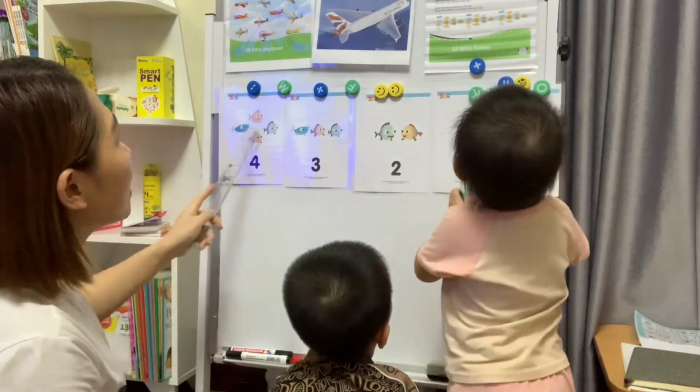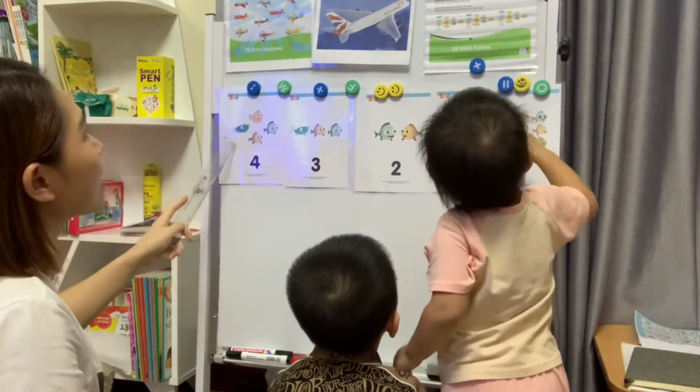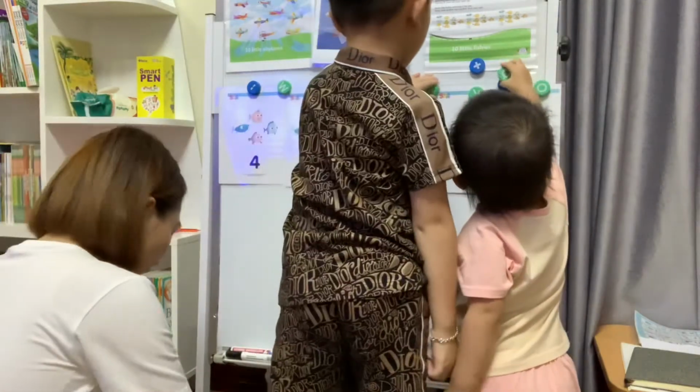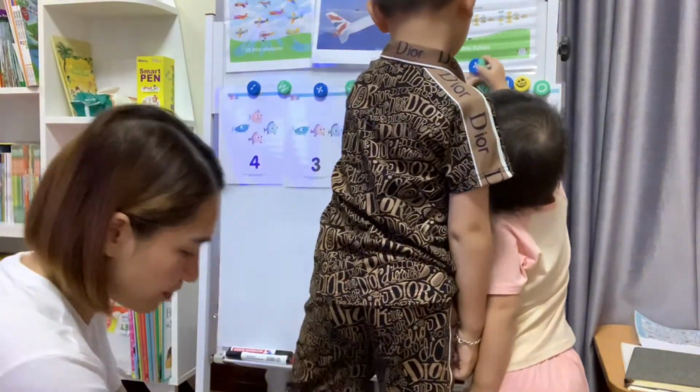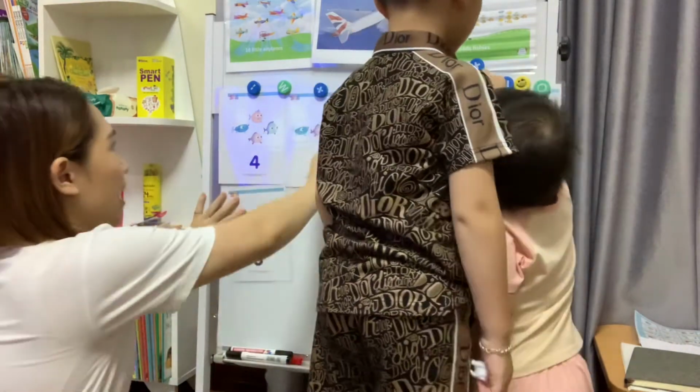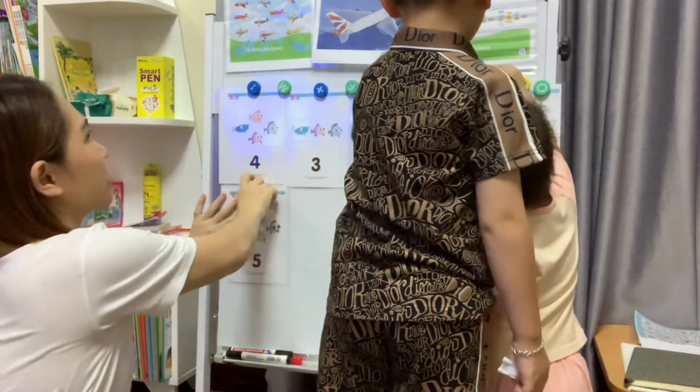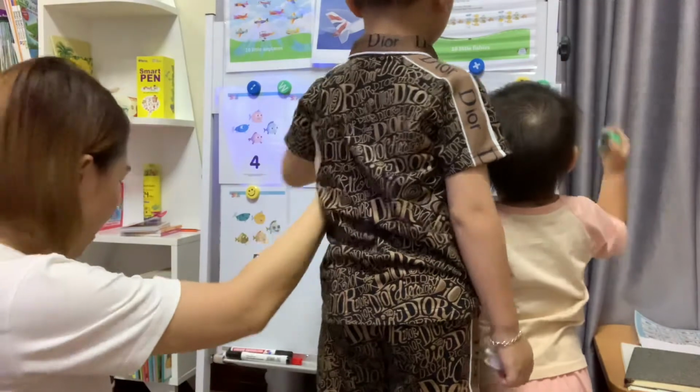Next, four little fish is swimming in the sea. Along came another one. And then they were five.